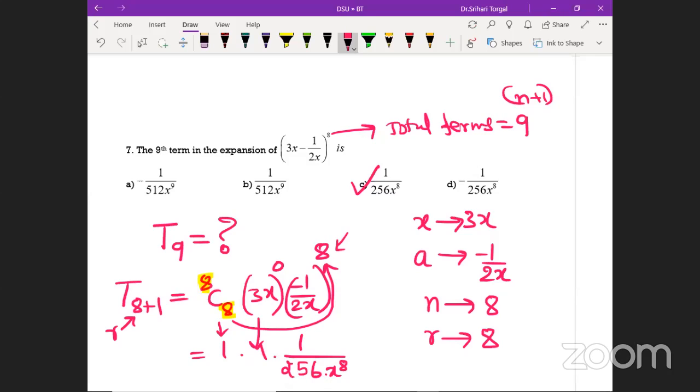This is how you have to calculate the 9th term.